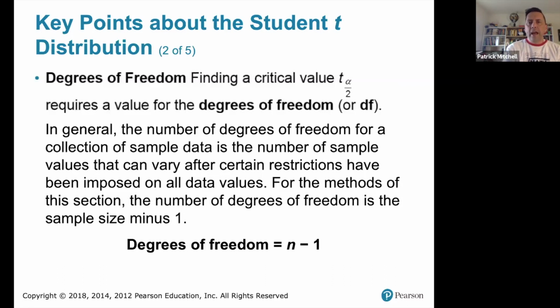All right, so again, finding a critical value t sub alpha over 2 requires a value for the degrees of freedom. Just a very little bit about what that number means. The number of degrees of freedom for a collection of sample data is the number of sample values that can vary after certain restrictions have been imposed on all data values. So in this case, that number is n minus 1. You're free to choose n minus 1 of your sample values, but once you've chosen all but one of them, the last one is locked in, without getting into too much detail.